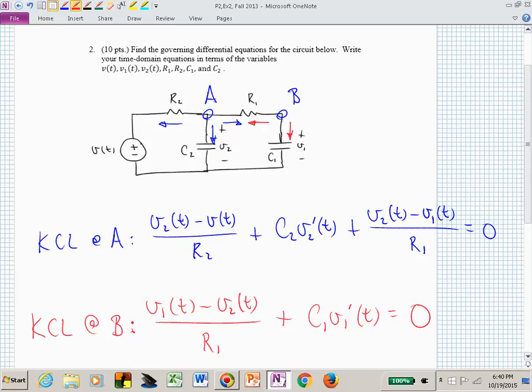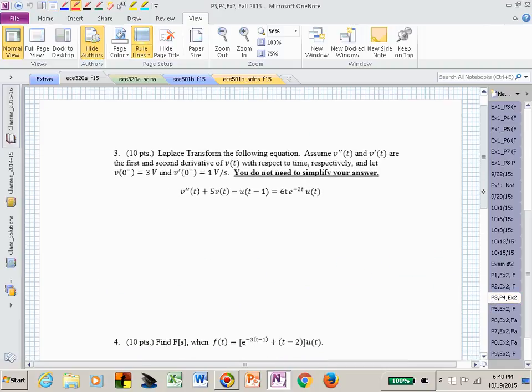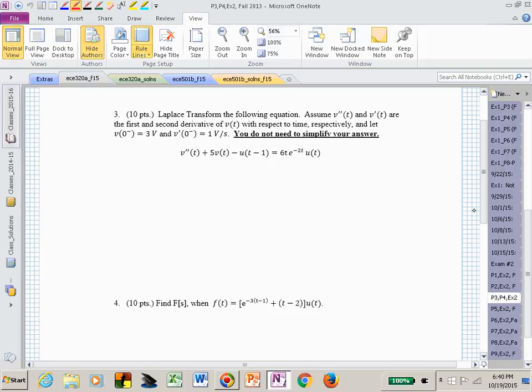Now we are finished, aren't we? No? With this one? There's other ways to solve this, and you can see that in the solutions if you want. Let's look at 3.